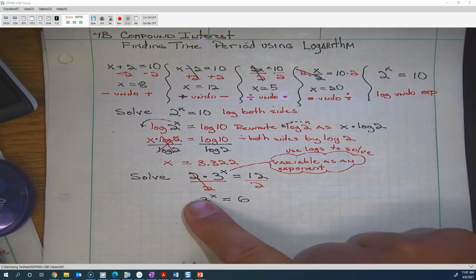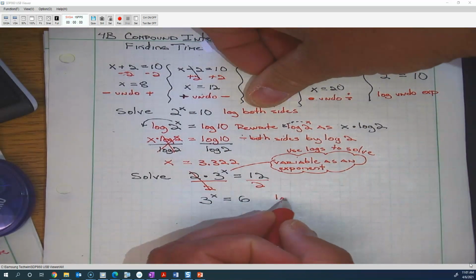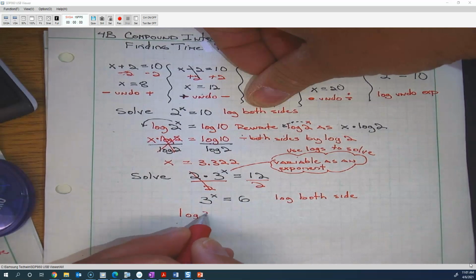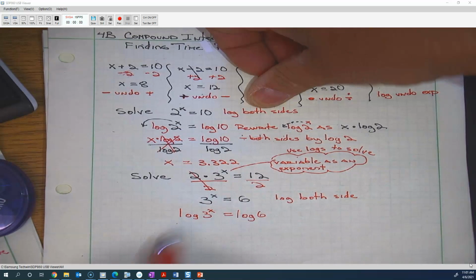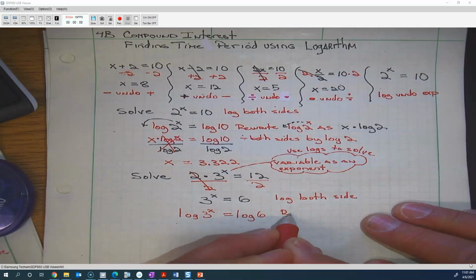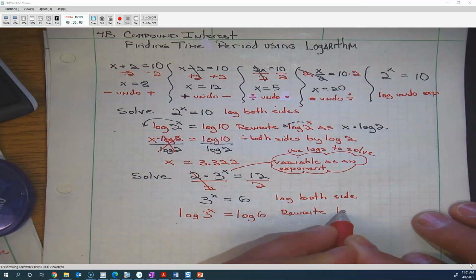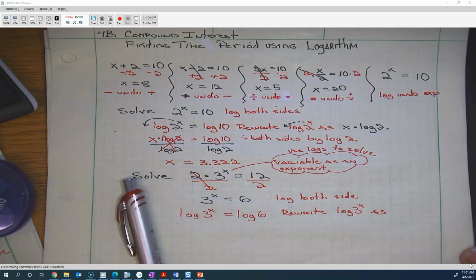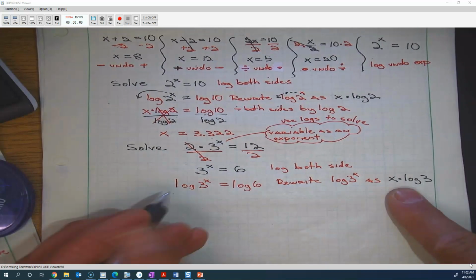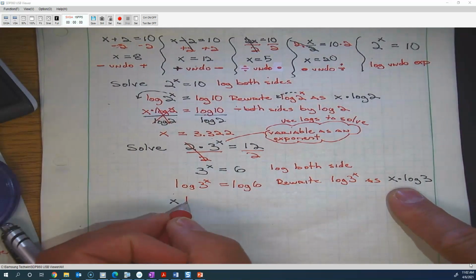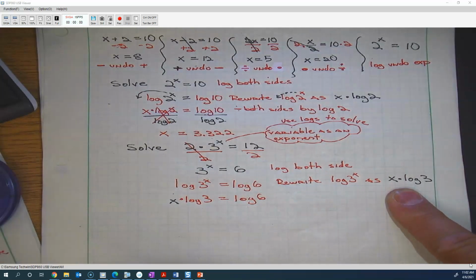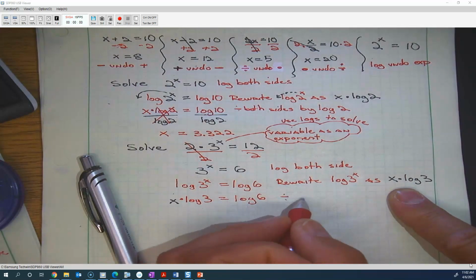All right, so here you go. Log both sides. Okay, so log 3^x equals log 6. All right. Now rewrite the left side. The x goes out in front. Okay, so this is going to be x log 3 equals log 6. All right. Okay, now divide both sides by log 3.